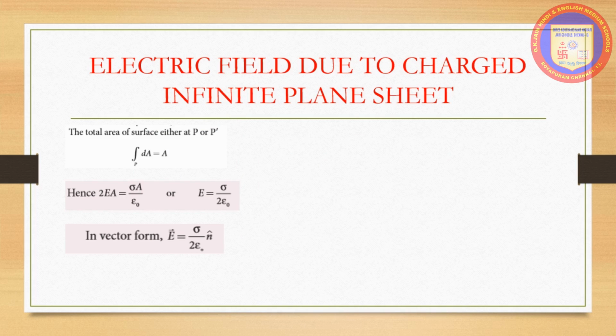The total area of the surface either at P or P dash can be written as the integral at P of dA, which is equal to A. Hence, 2EA is equal to sigma A by epsilon naught. Cancelling A on both sides, E is equal to sigma divided by 2 epsilon naught. In vector form, E vector is equal to sigma by 2 epsilon naught into n cap.